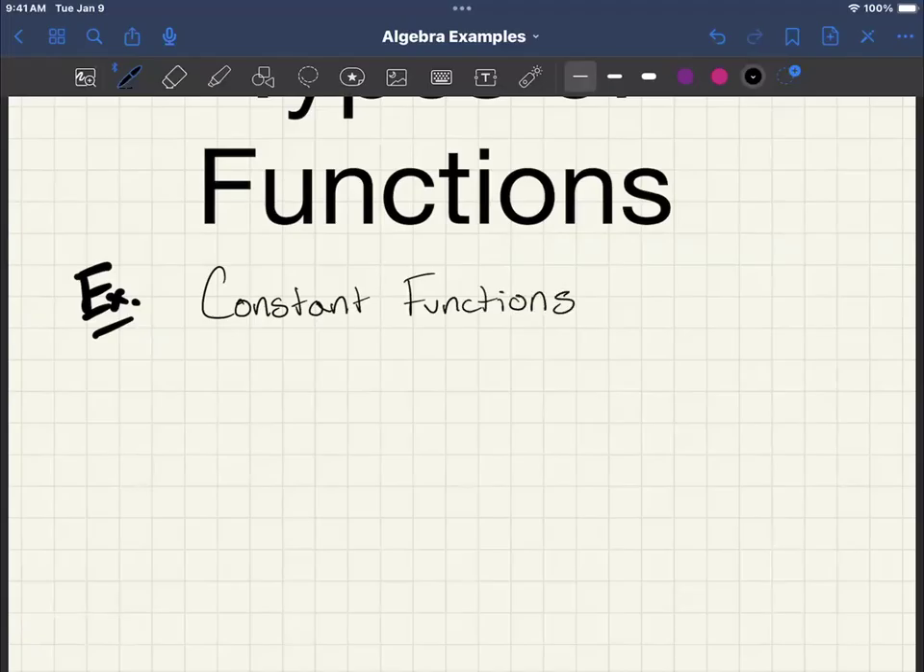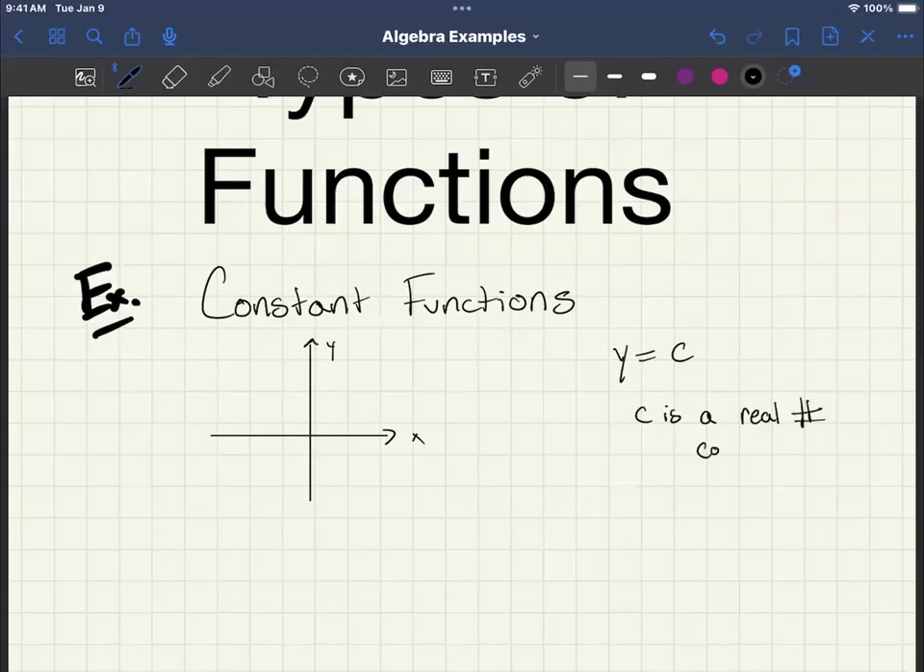These are the easiest types of functions. They're very cute and nice. If we look at the way that they are constructed, let's just get ourselves a little XY axis here. Our functions are going to look like y is equal to c, where c is a number, and it's a constant number, which means it doesn't change. So for example, if we had y is equal to 2, our function would look like this.